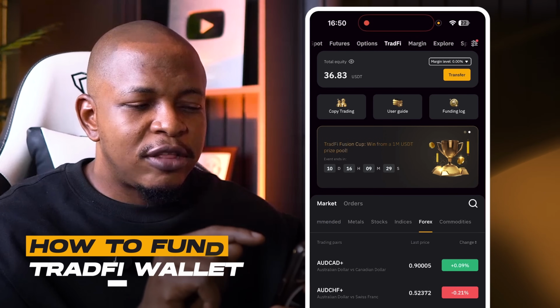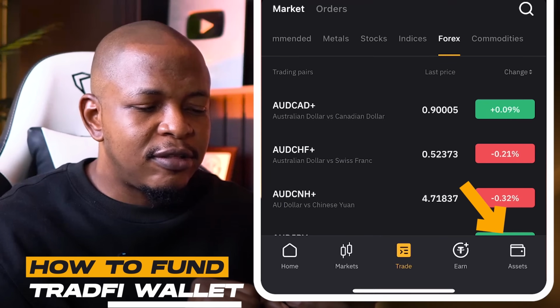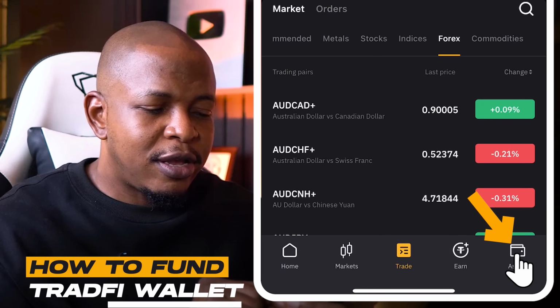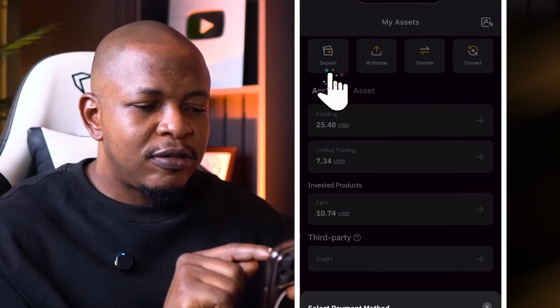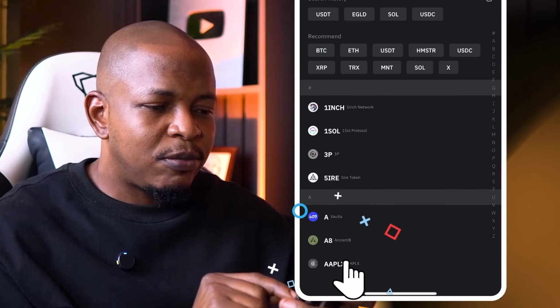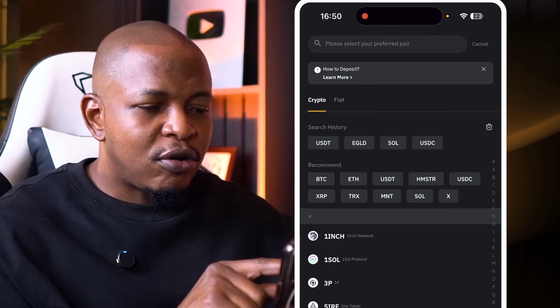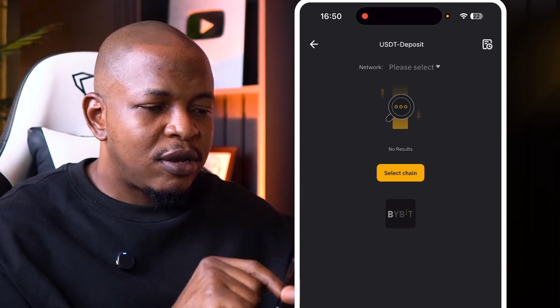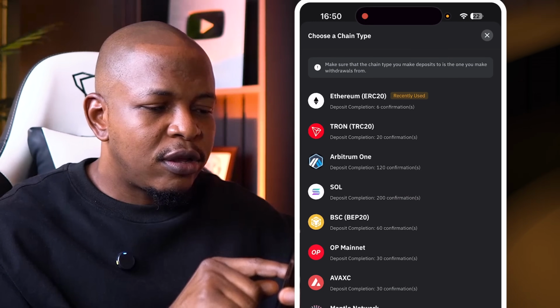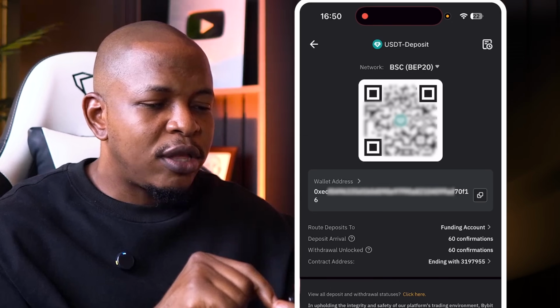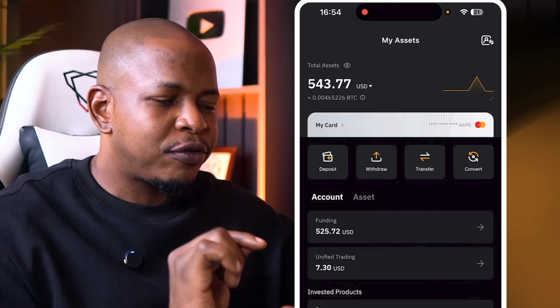To fund this wallet, what you do is click on asset here at the bottom menu again, then click on deposit. So I'm going to do deposit crypto. Then select the coin you want to deposit. In this case I want to deposit USDT. Just select the network and it shows the wallet address. I have funded my account with $500.